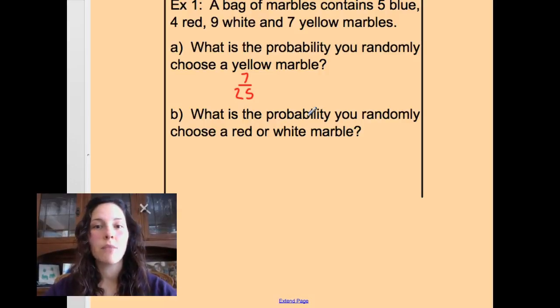That is an example of a simple probability or a simple event. Our next example, what's the probability you randomly choose a red or a white marble? Well, if we add the 4 red marbles to the 9 white marbles, we get a total of 13 favorable possible outcomes. And again, we still have a total of 25 marbles to choose from, so that's our total number of outcomes. So 13/25 is our probability.